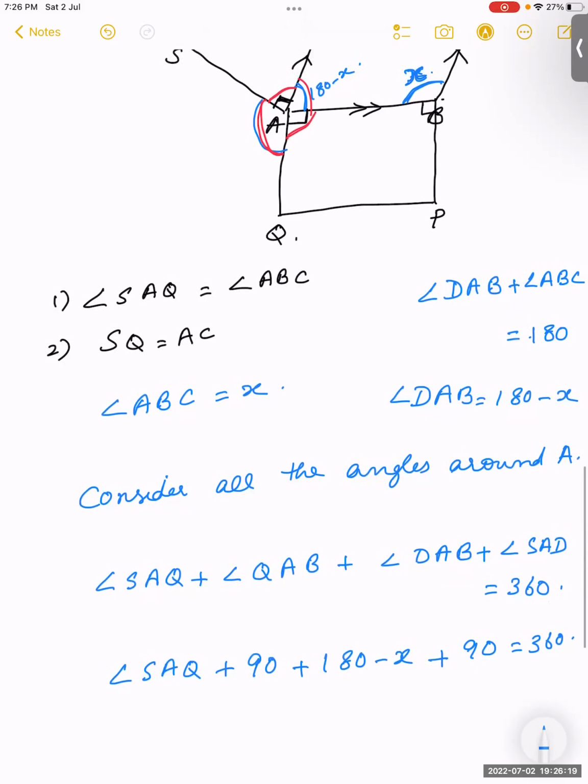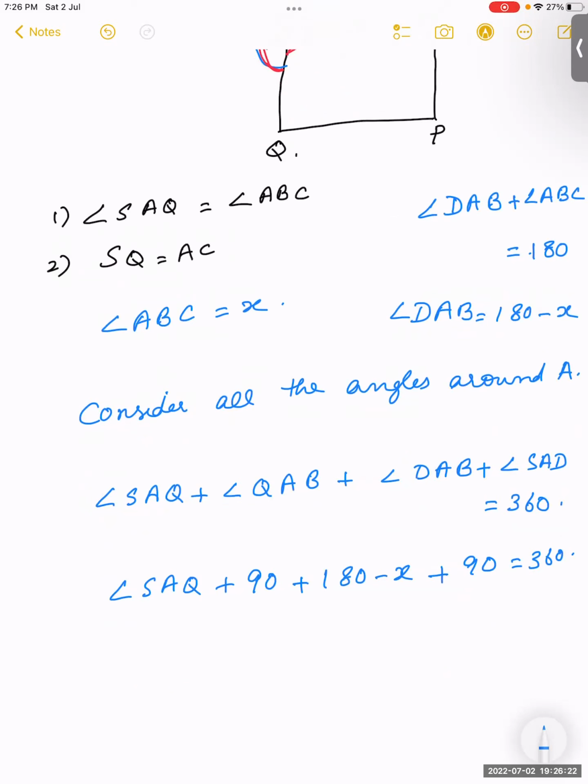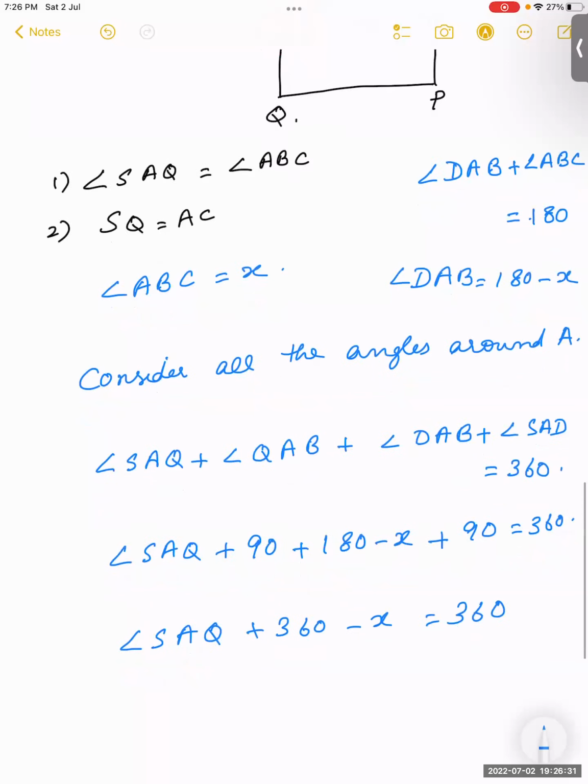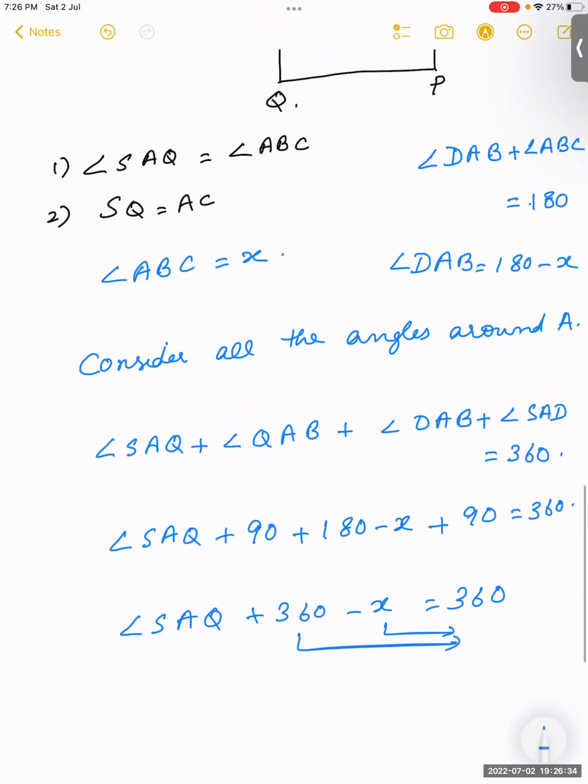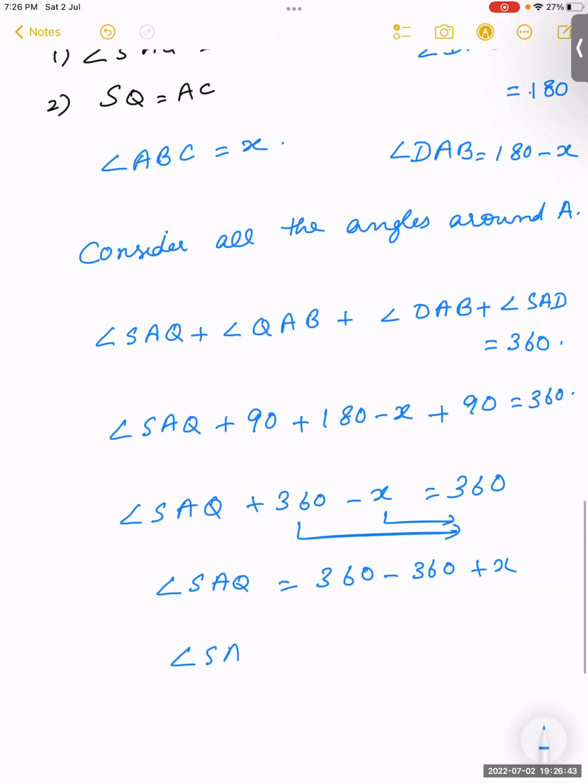Yes or no? So now, 90 plus 90 is 180, 180 plus 180 is 360. So angle SAQ plus 360 minus X equal to 360. So I can take these two to this side. So what do I get? Angle SAQ is equal to 360 minus 360 plus X. So angle SAQ is equal to X. What is X? X is equal to angle ABC. We started with that, right? Angle ABC is equal to X. So did we prove that or not? Yes, ma'am. That's all. So we write hence proved.